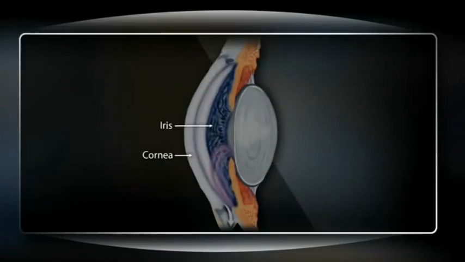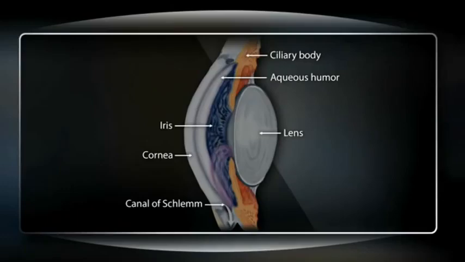The muscles of the iris control the size of the pupil. Muscles of the ciliary body control the thickness of the lens, allowing the eye to focus on near or distant objects. The ciliary body also produces a clear liquid called aqueous humor, which helps control the pressure inside the eye and drains out through the canal of Schlemm.